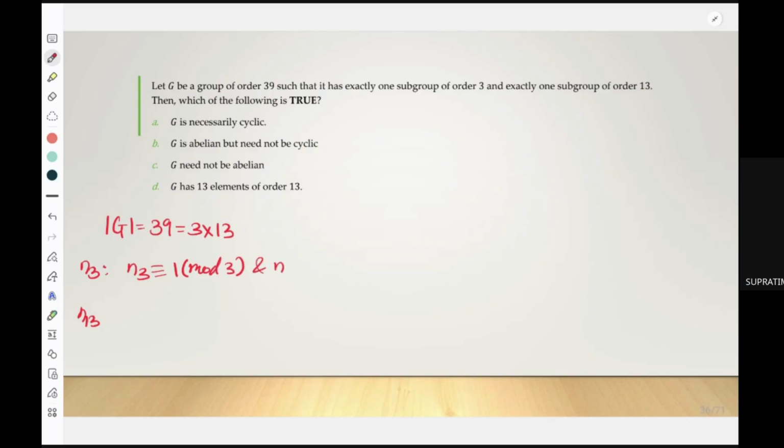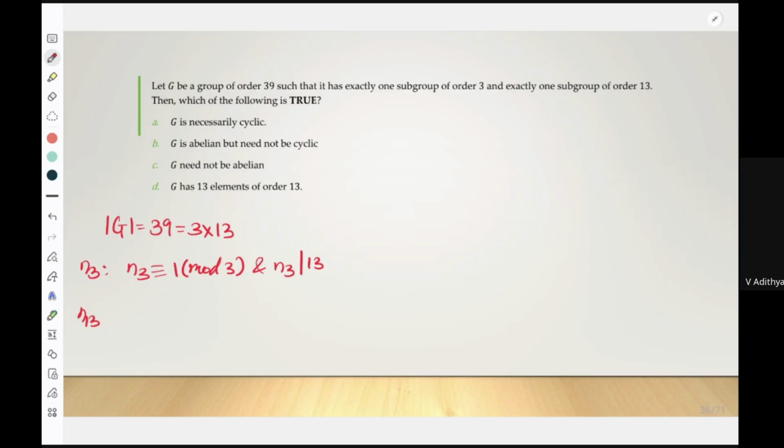I think it is isomorphic to Z3 cross Z13, because here 3 and 13 have GCD 1. That is why G should be cyclic. Okay. Fine. It is correct. G is cyclic.